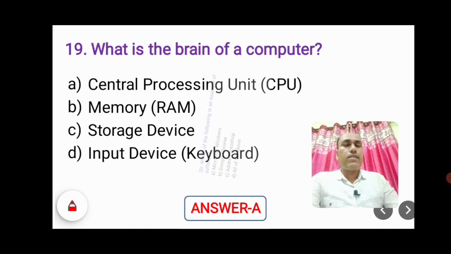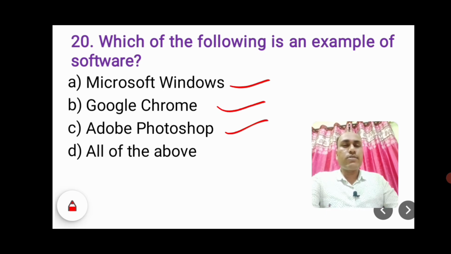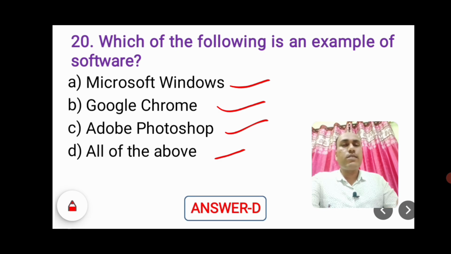Which of the following is an example of software? MS Windows, Google Chrome, Adobe Photoshop, all of the above. Which of the example is the example of software? Answer: all of the above. All these are softwares.